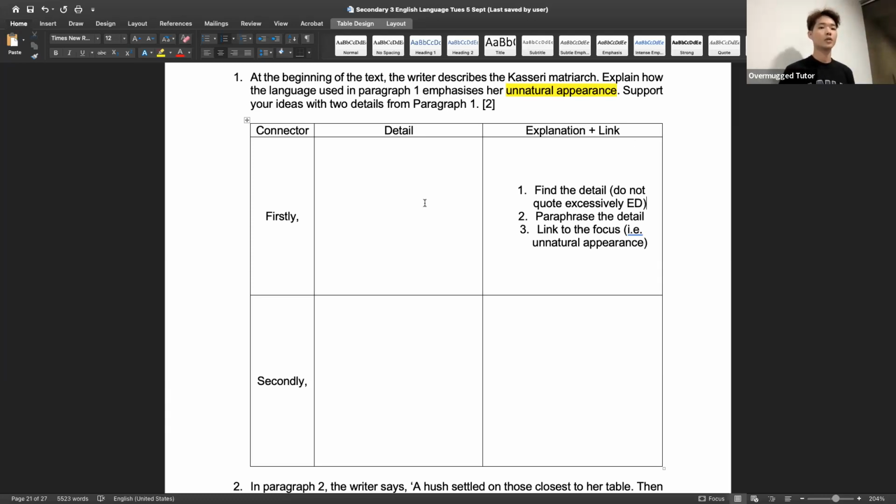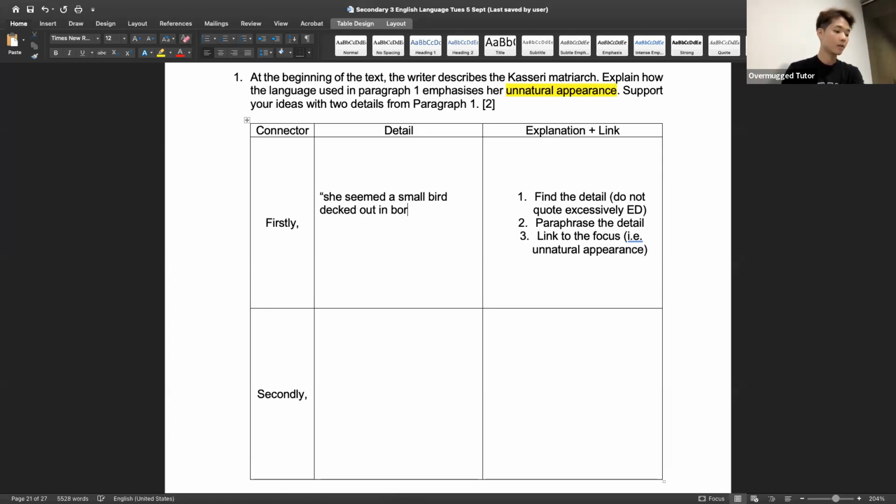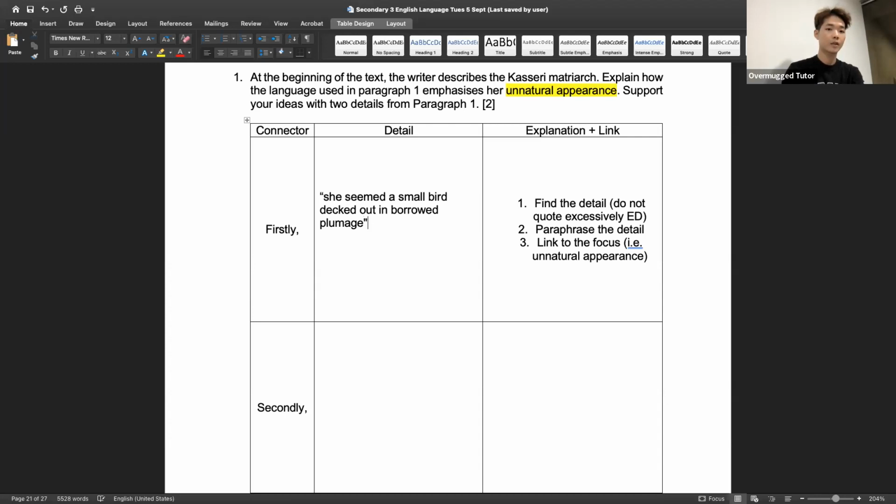Okay, come, let's go through now. Just now we started with you, so now you. Give me one detail. What's the detail that you found? Very good. "She seemed a small bird decked out in borrowed plumage." Good, that is the first detail.